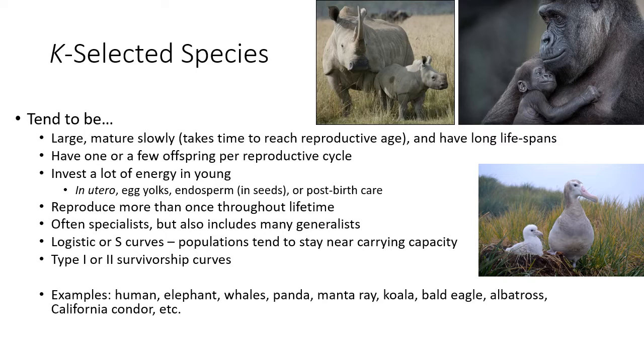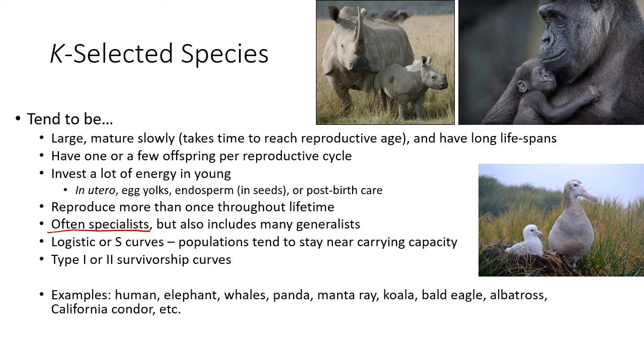K-selected species tend to reproduce more than once throughout their life, like we talked about up here. They're often specialists. Okay. When you see K-selected species, think specialists. Don't really think generalists, although many of them can be generalists. But again, just the way that we tend to organize data in our brains, associate K-selected species with specialists.